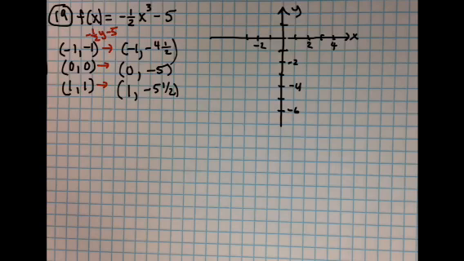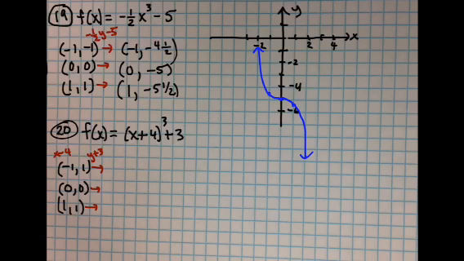Alright, so now we're going to plot the points. -1, -4.5, about here. 0, -5, and 1, -5.5, about here. So remember, the shape of this is something like this, and like this. Okay, so here's another cubic function.